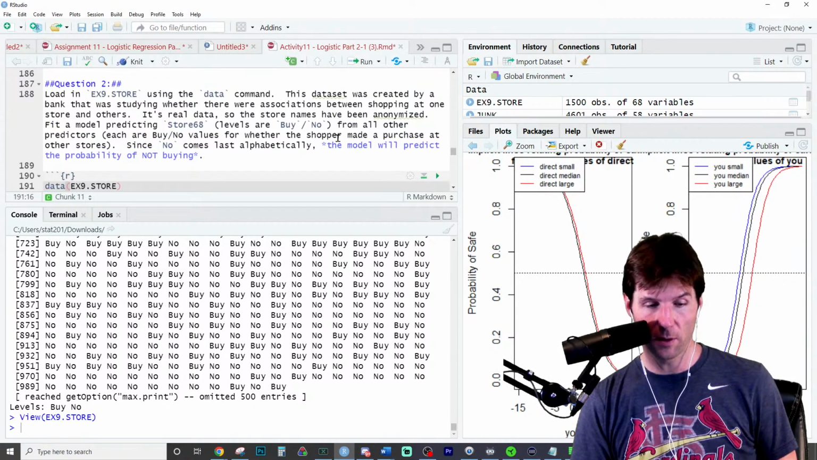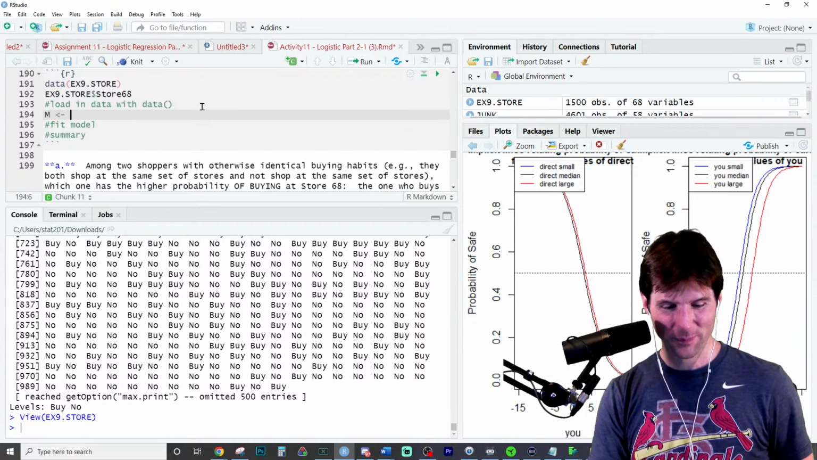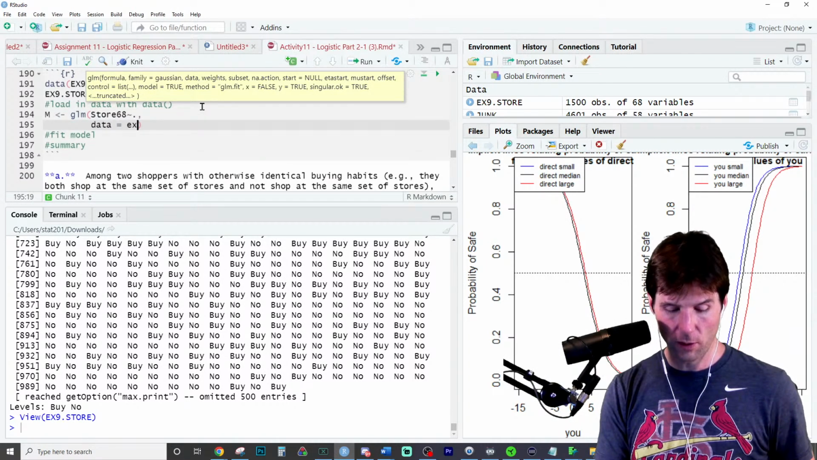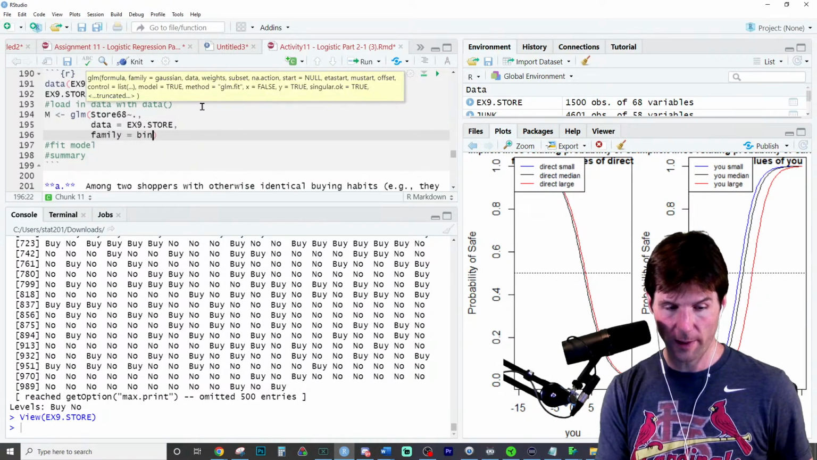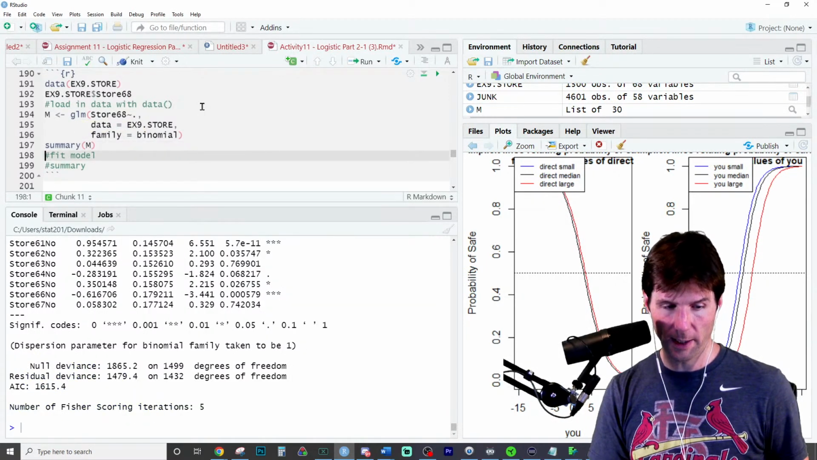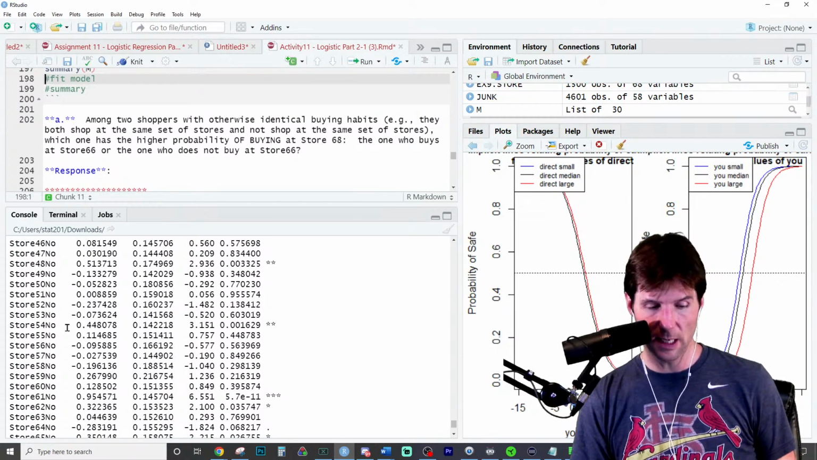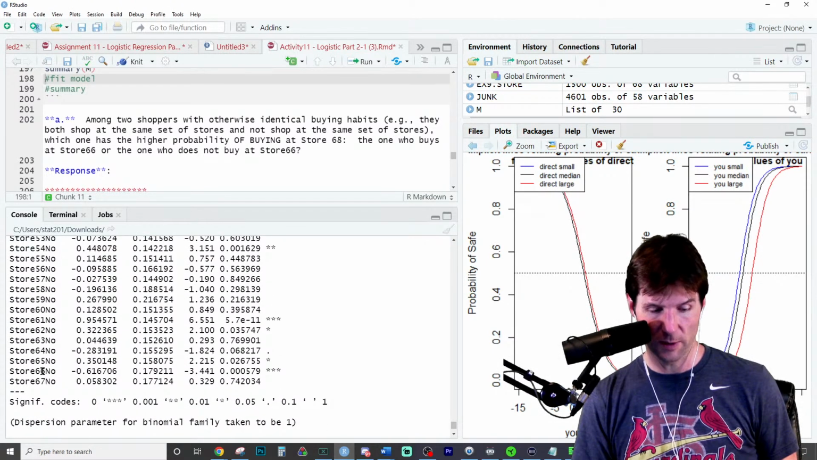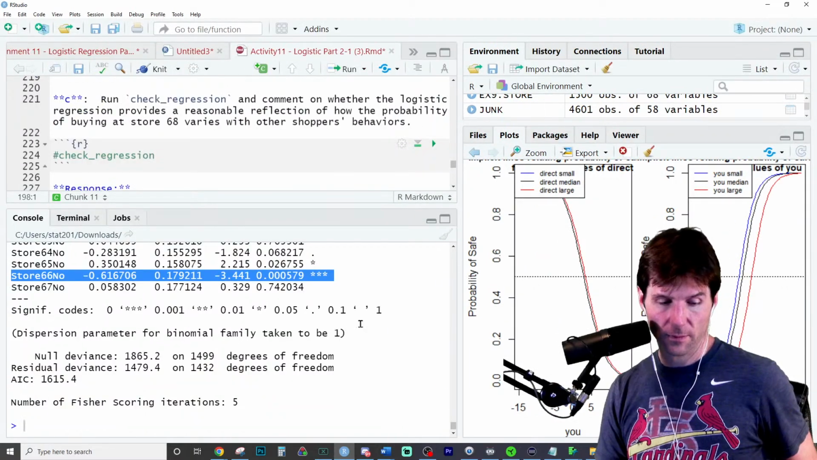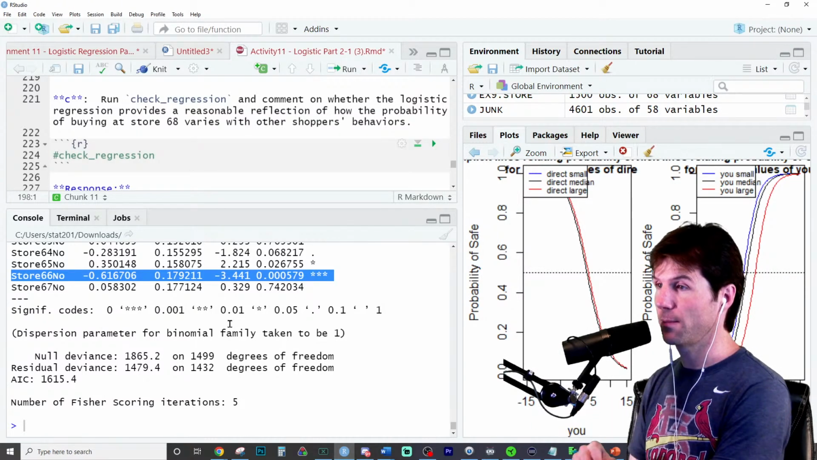Fit a model from all others. Okay, so let's fit the model from all others. We're going to predict if somebody buys at store 68, tilde dot, data equals EX9 store, family equals binomial. There we go. Now among shoppers, we want store 68 from store 66. What is the only thing I care about when it comes to that? The sign, right?